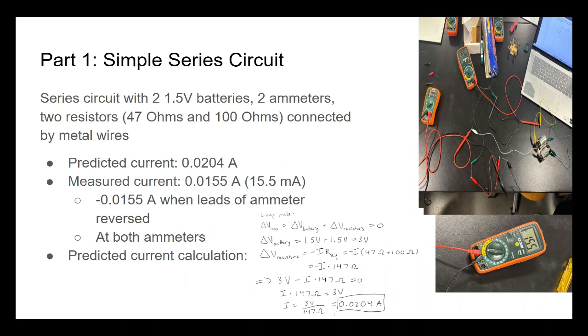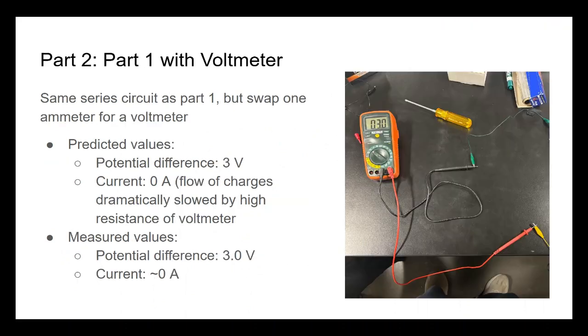So first, we constructed a simple series circuit like the one you saw in the previous slide. The series circuit had two 1.5 volt batteries, so a total of 3 volts, two ammeters, and two resistors, one 47 ohms and one 100 ohms, connected by metal wires. The predicted current was about 0.0204 amperes, which you can see the calculations below, and the measured current was 0.0155 amperes, or 15.5 milliamperes, which just became negative when we switched the leads of the ammeters. So relatively accurate, but there was some error.